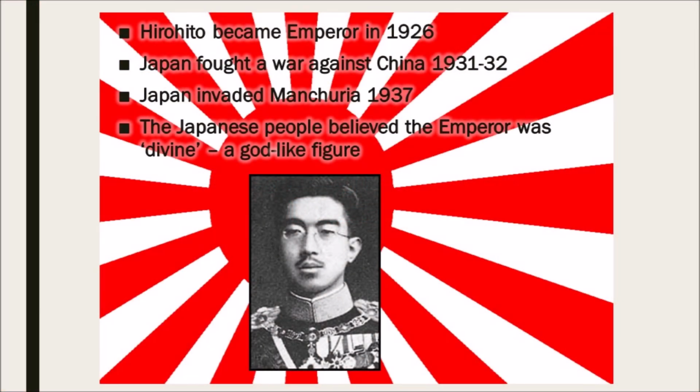So if this were European history class, we would talk a lot more about Emperor Hirohito. But for now, all you need to know is that he is the emperor. He became emperor really young. He was about 25, I think. And Japan had fought a war against China from '31 to '32, and then they invaded Manchuria.